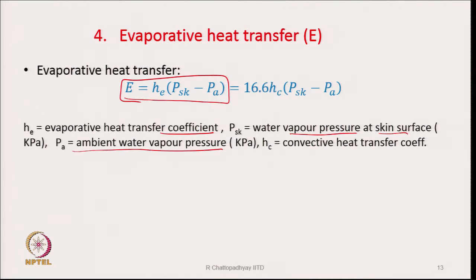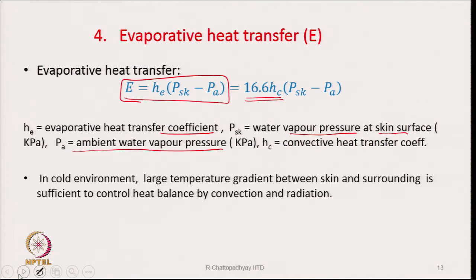We can find this out using these equations. And h_e can be replaced by 16.6 h_c. So, what is h_c? h_c is the convective heat transfer coefficient. So, there is a relationship between h_e and h_c. So, if we know the h_c values, we multiply by 16.6 and then can use it.